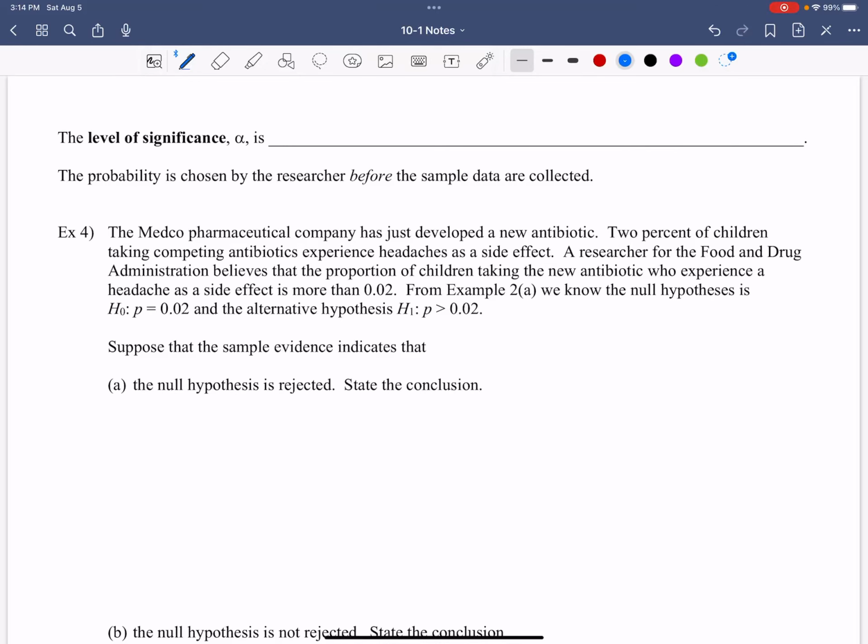Okay, so the next thing that we want to talk about, the last definition, if you will, is a level of significance. It is always denoted by alpha. That's a level of significance, okay? So your level of significance, alpha, is the probability of making a type 1 error. So your level of significance says, what's the likelihood that I'm going to make a type 1 error?